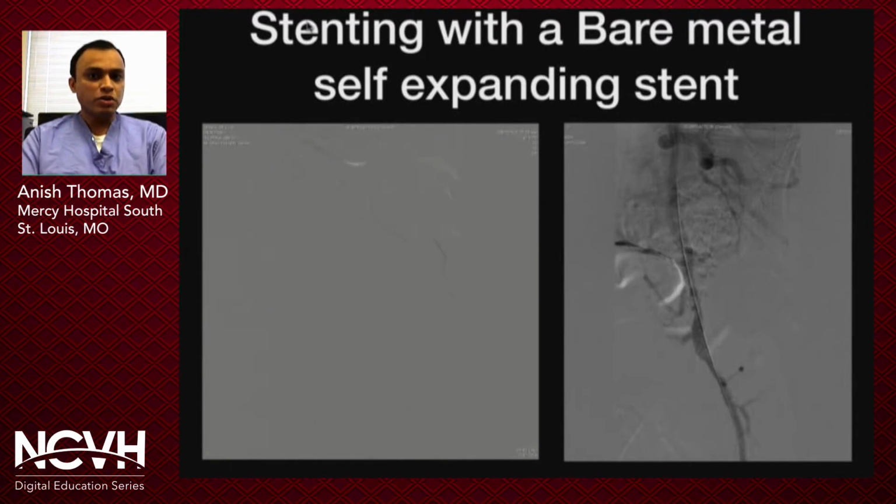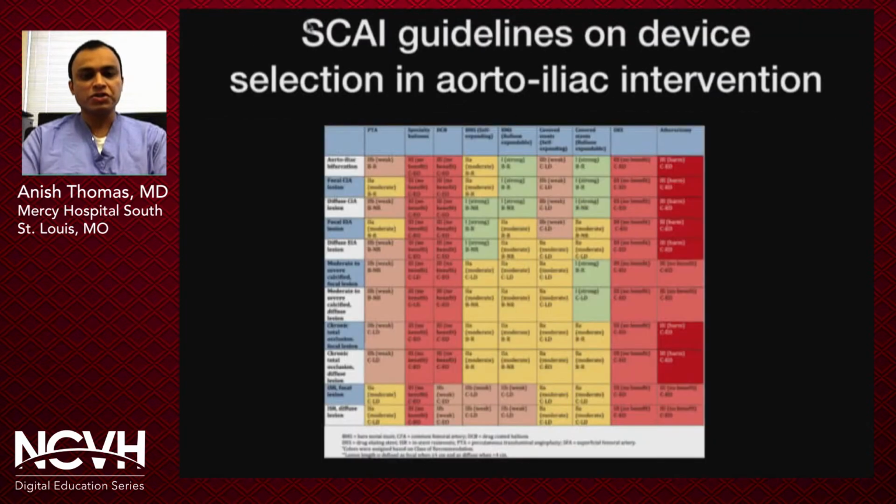What equipment do you use for revascularization? This was the SCAI guideline on device selection in aorto-iliac intervention. If you look at this, for patients like this with an external iliac artery stenosis, you can use a self-expanding stent for diffuse external iliac artery disease. However, if it's a chronic total occlusion, you could use either a self-expanding or a balloon expandable platform, or even a covered stent.